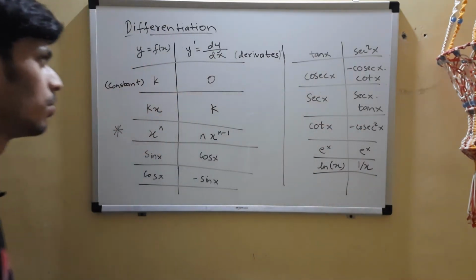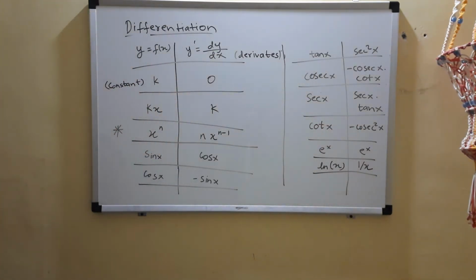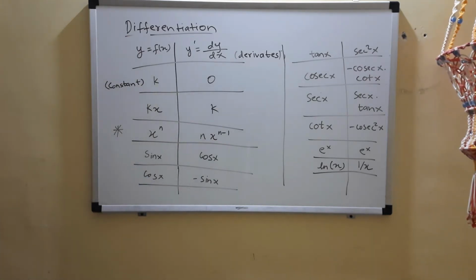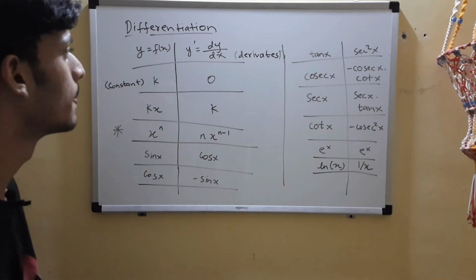So I want you to remember it thoroughly. You can note this down, you should note this down actually. Let me check if I missed something. x to the power n, sin x, cos x, tan x, cot x, sec x, cosec x, e to the power x and ln of x. Yes, it's complete.